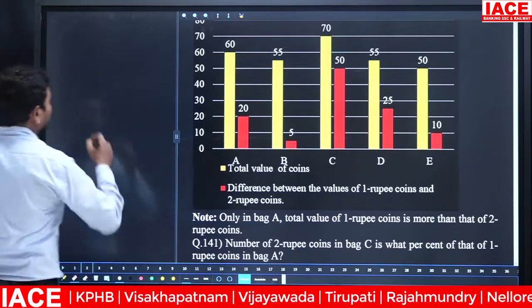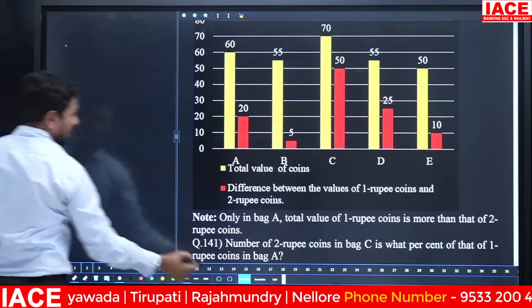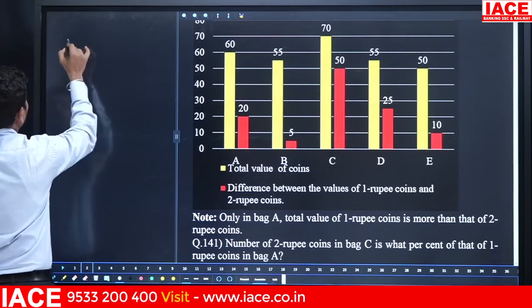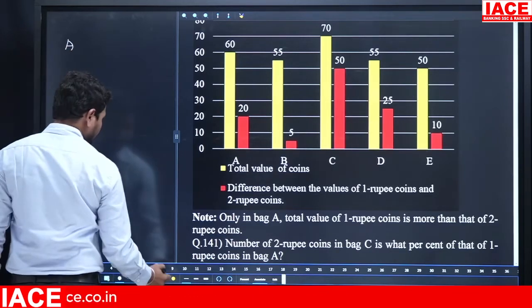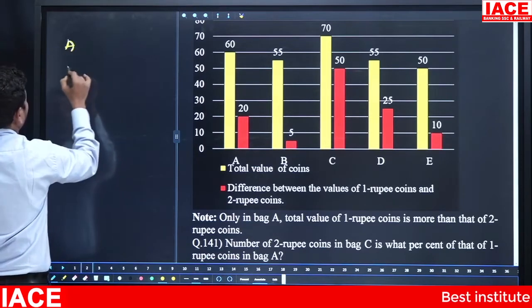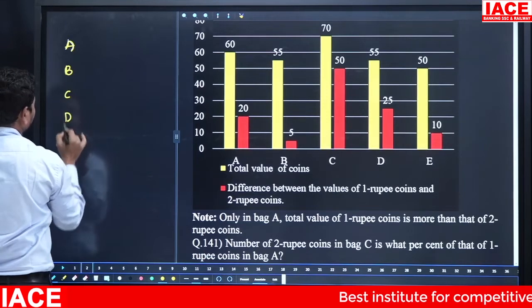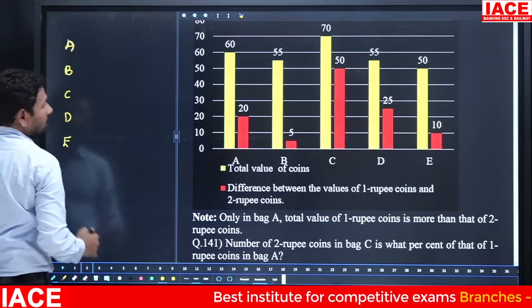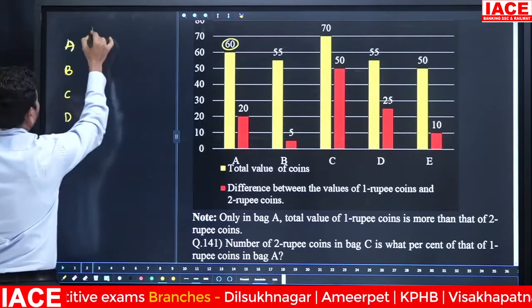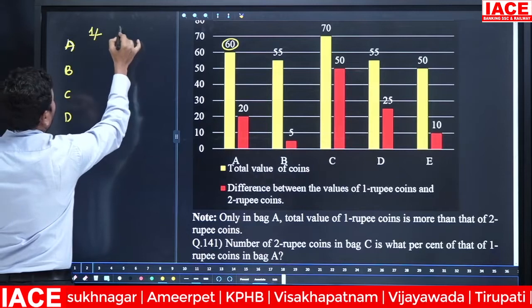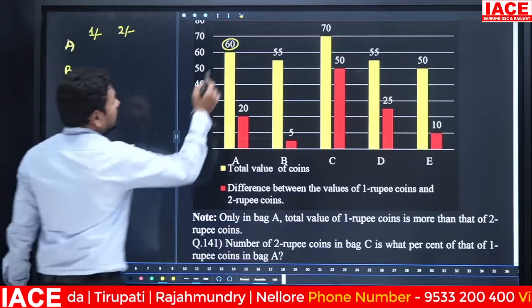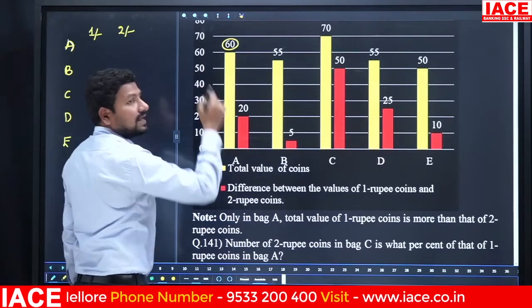Okay, look at the first one here, bag A. Bag A, B, C, D and E. Bag A coins, total value of coins. How many coins? 60. Here I need 1 rupee coins and next 2 rupee coins. The total value is 60.